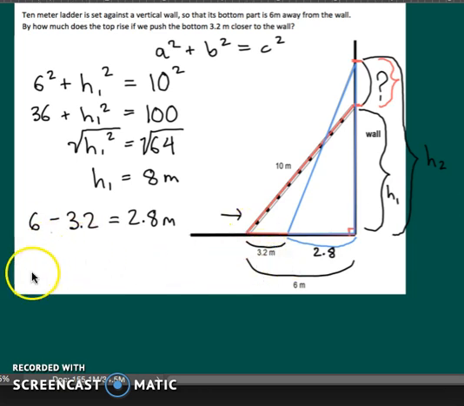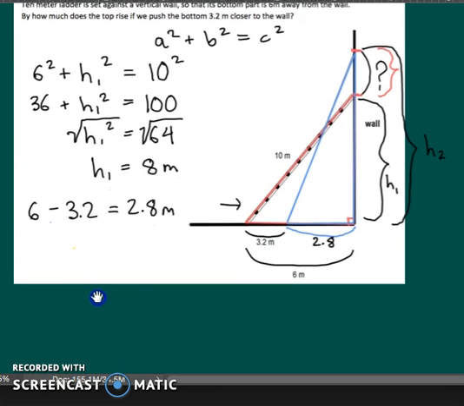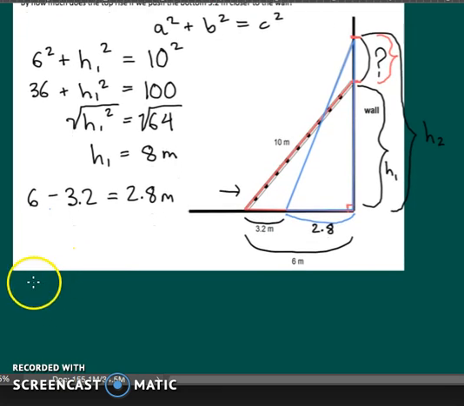Now I have enough ingredients to do the Pythagorean theorem. I'm just going to scroll down a bit so we can see better as I'm writing in white. Okay, so a squared plus b squared equals c squared. Once again, I'm going to call that bottom length on the ground my a, so I'll put 2.8 squared plus height 2 squared, and that's going to be equal to 10 squared. Once again, the length of the ladder has not changed.